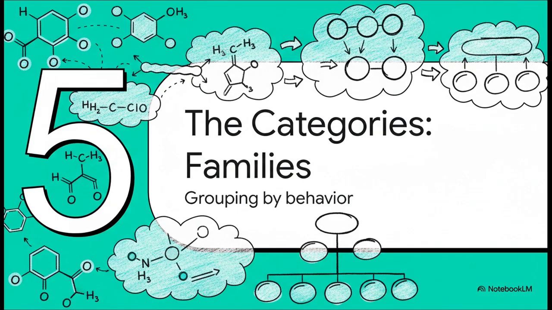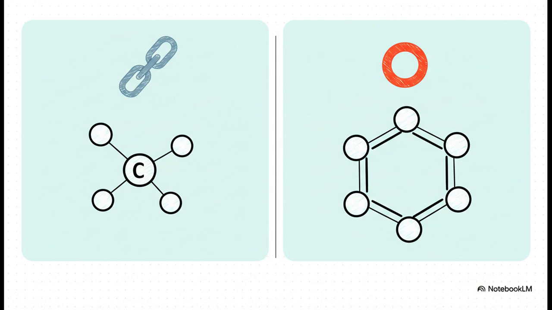They group them into families, kind of like in biology, based on what they look like and how they act. The first big dividing line is pretty simple. Is it a chain or a ring? If it's an open chain, doesn't matter if it's straight or branched, we call it acyclic. But if those carbons loop around and connect back on themselves to form a ring, we call it cyclic. Chain or ring, that's the first cut.